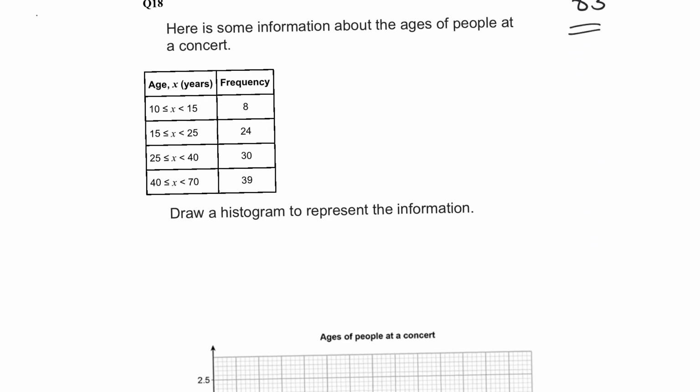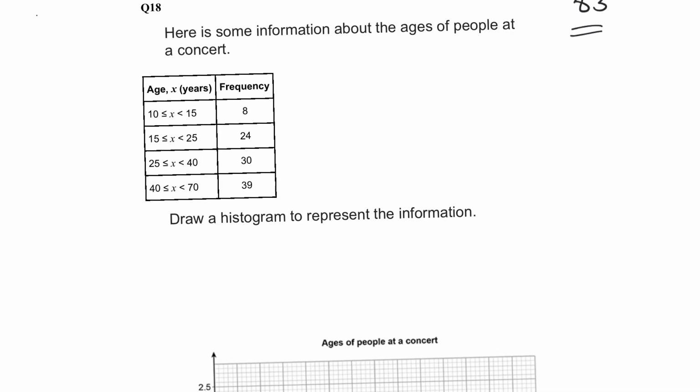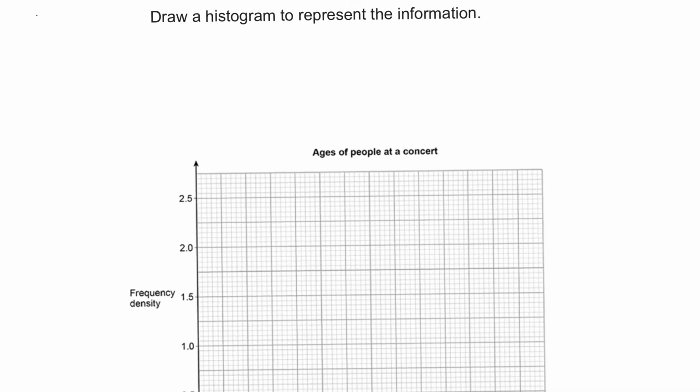Okay, so moving on, it says that here is some information about the ages of people at a concert, and it wants us to draw a histogram. So here's the graph that we're going to draw it on. First thing when it comes to histograms, you need to work out something called your frequency density, because as we can see down here, if I scroll down, your frequency density is the y-axis. We need to work out the frequency density.